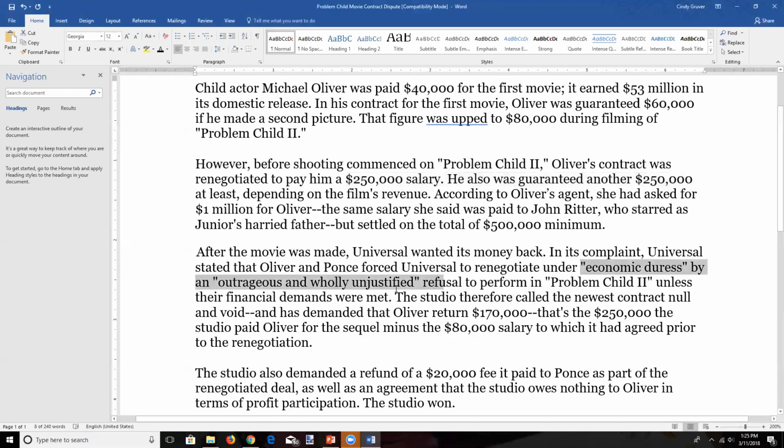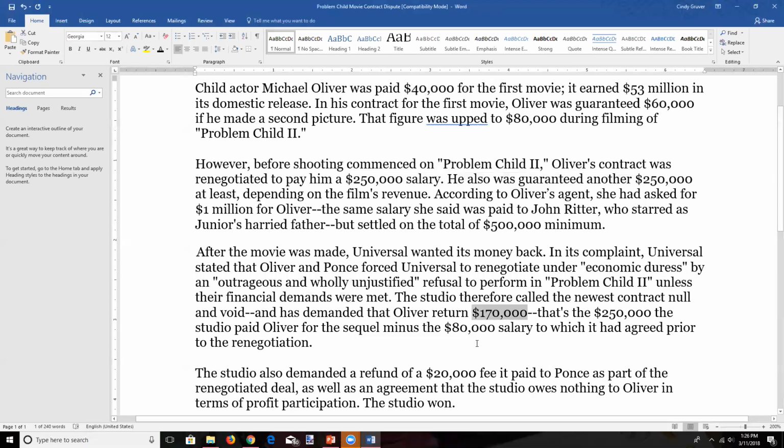Since Michael was in virtually every scene of Problem Child 2, his decision not to come to the set was costing Universal a lot of money and was throwing a lot of people out of work. And so the studio said, look, the second contract with all these additional goodies ought to be thrown out. Oliver ought to be forced to return the extra money. He got $250,000, but he should have just gotten the $80,000. So he should be forced to return that amount of money. And in fact, the Universal Studios won because there was no additional consideration.